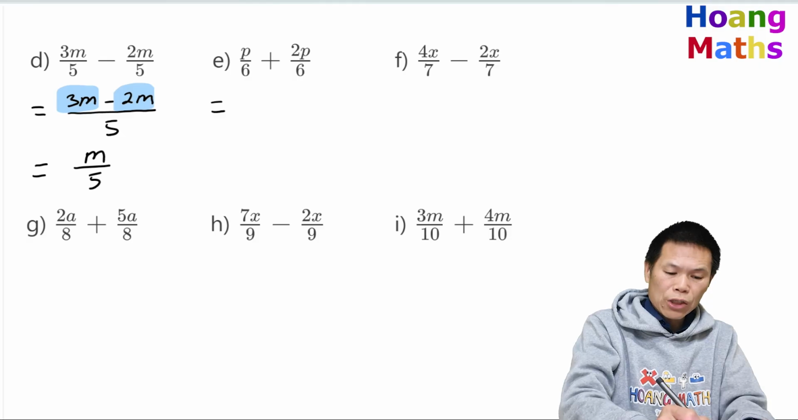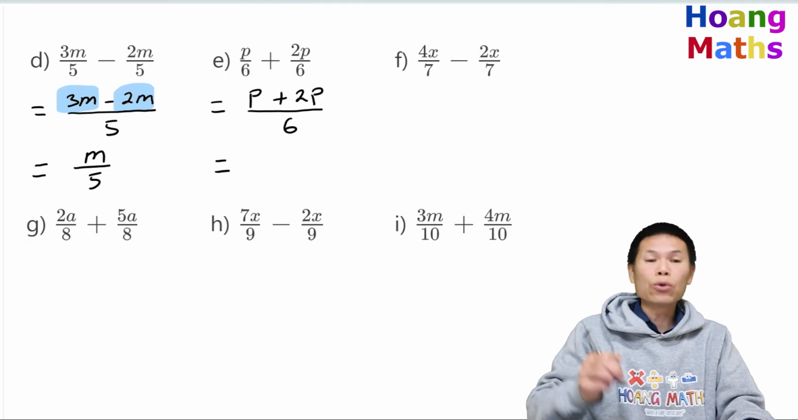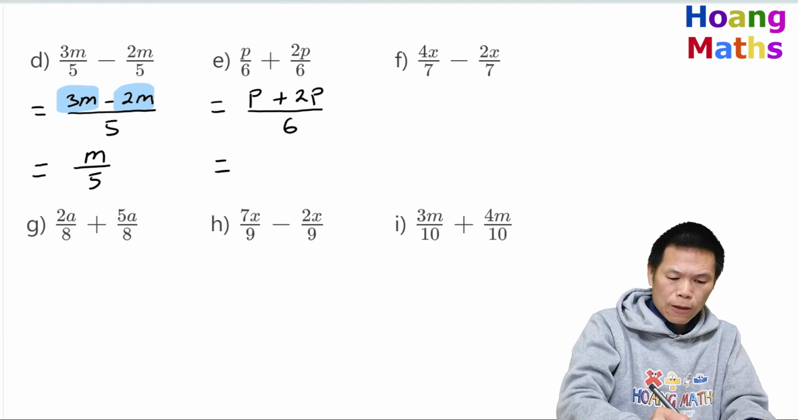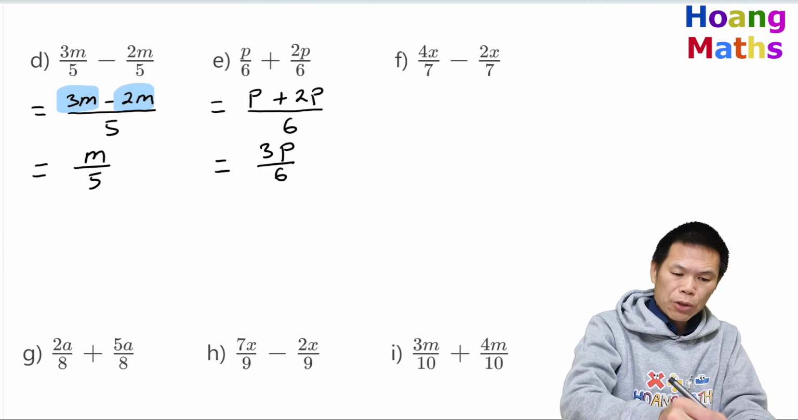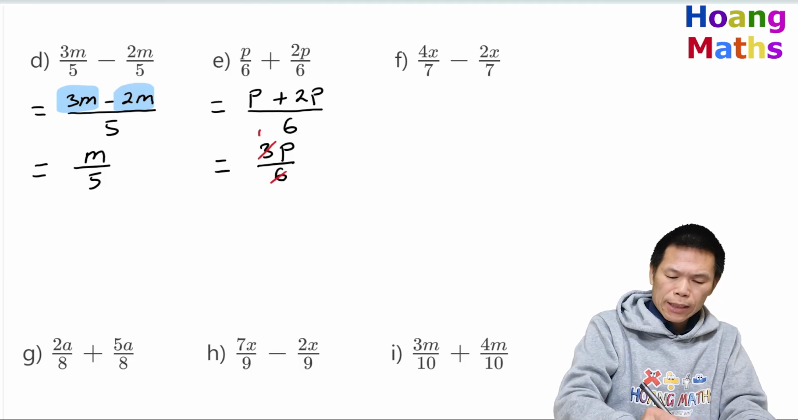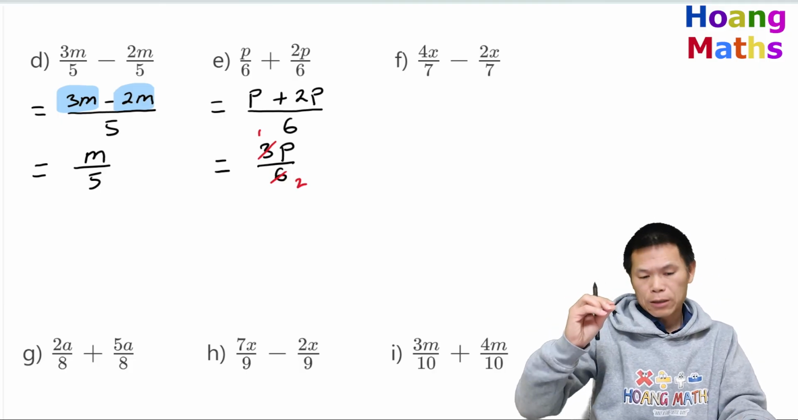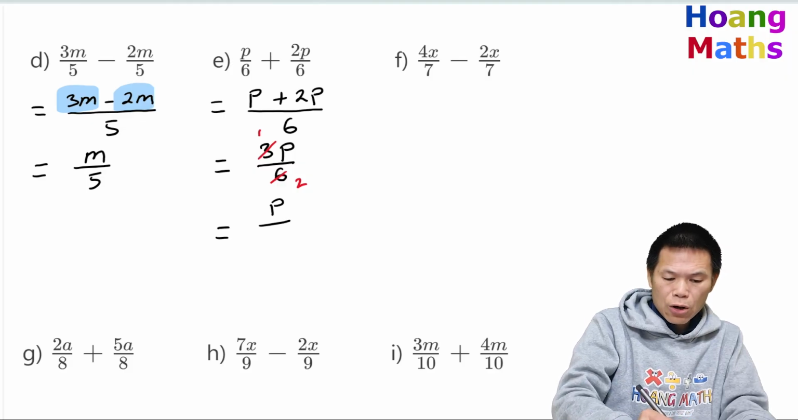So we can write it as one fraction. So that is the same as p plus 2p over 6. So that is equal to 1p plus 2p will give me 3p over 6. But then 3 over 6 we can simplify further because the 3 and the 6 can both be divided by 3. So 3 divided by 3 is 1. 6 divided by 3 is 2. So that becomes 1 times p is p. So p over 2. So the answer is p over 2.